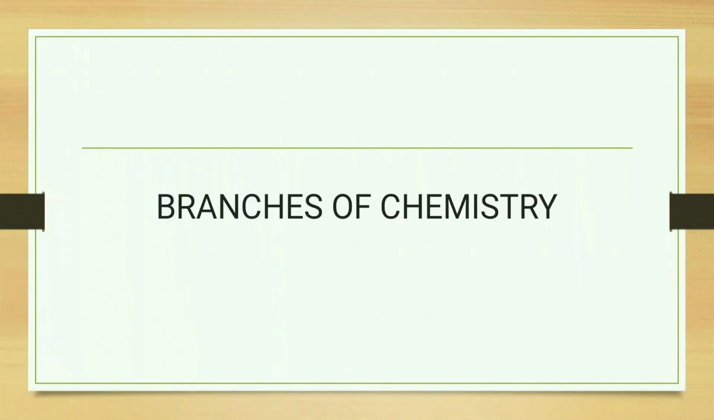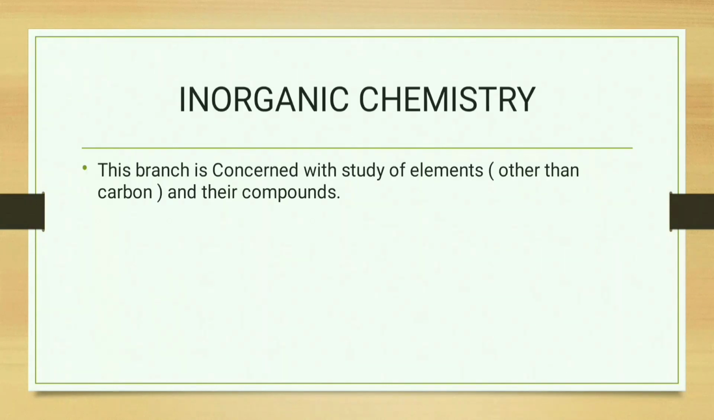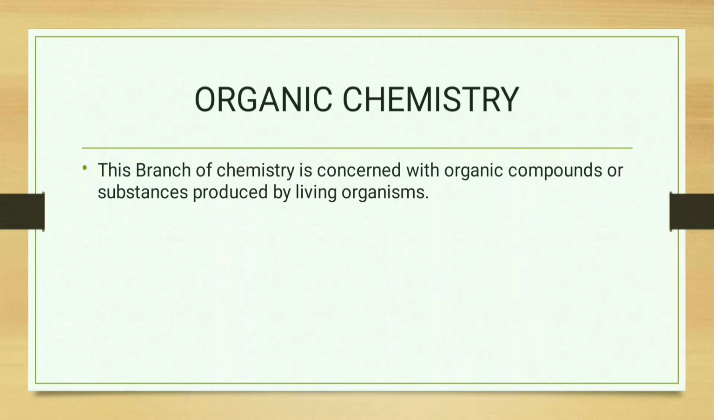Now we have branches of chemistry. There are 5 branches of chemistry. First is the inorganic chemistry. This branch is concerned with study of elements other than carbon and the compounds. In the inorganic chemistry, we don't have carbon. In the organic chemistry, we have carbon, and from the word itself, it suggests inorganic chemistry means carbon is not there. Then we have organic chemistry, branch of chemistry concerned with organic compounds or substances produced by living organisms.